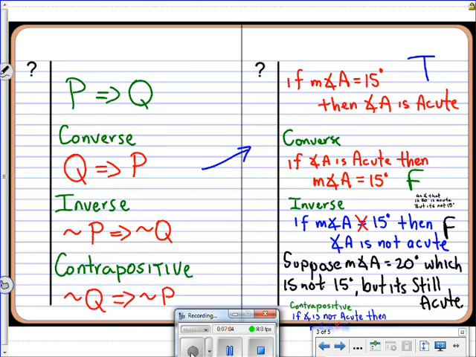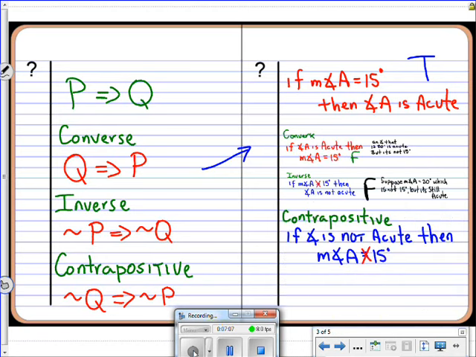All right, let's take a look at the contrapositive. The contrapositive says if the angle is not acute, then it's not equal to 15 degrees. That is actually a true statement. If the angle is not acute, which means it has to be either a right angle or greater, then there's no way it could be equal to 15 degrees, because it's got to be 90 degrees or larger.